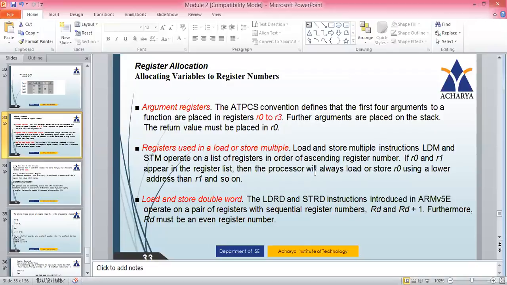Now, registers used in load or store multiple, meaning when we are using load store with multiple data, how it works. In that case, it makes use of a lot of registers, R0, R1, R2, R3, R4, like that. If you are using these registers, you should keep one thing in mind. R0 always uses a lower address than R1. Again, R1 uses a lower address than R2. We discussed this in the previous examples. So R0 is the lowest address, R1 is the next address, and R2's address is higher than R1. So it goes like that, following that particular hierarchy.